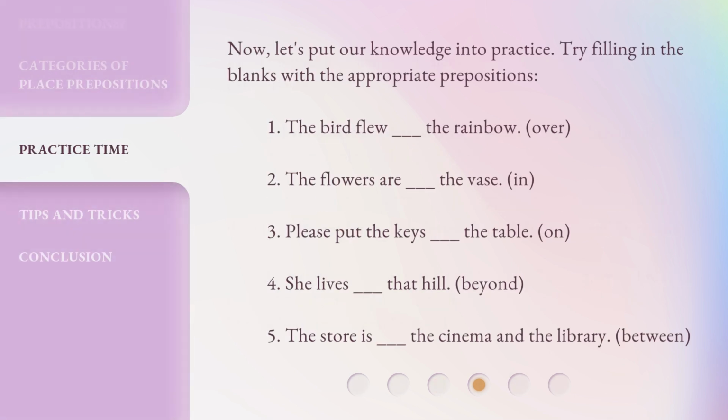Now, let's put our knowledge into practice. Try filling in the blanks with the appropriate prepositions. 1. The bird flew ___ the rainbow. Over. 2. The flowers are ___ the vase. In. 3. Please put the keys ___ the table. On. 4. She lives ___ that hill. Beyond. 5. The store is ___ the cinema and the library. Between.